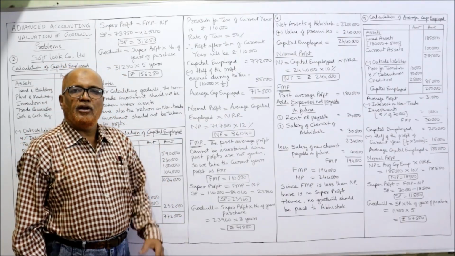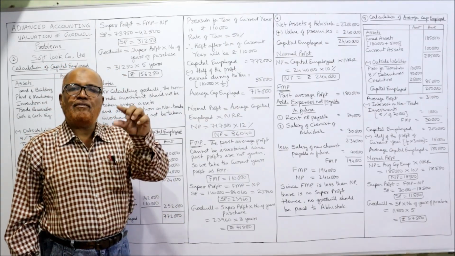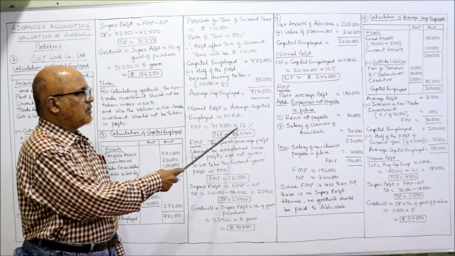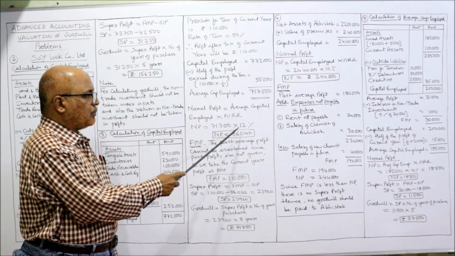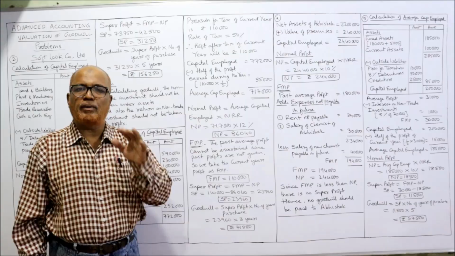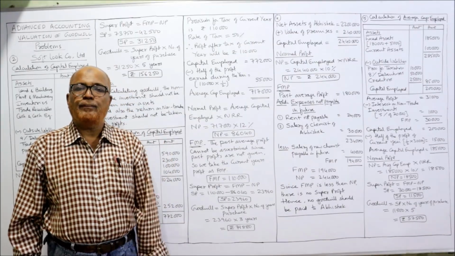7,17,000. Now normal profit, average capital employed into NRR. NRR is 12%. So 7,17,000 into 12%, 86,040. This is the normal profit. Now we need the FMP.